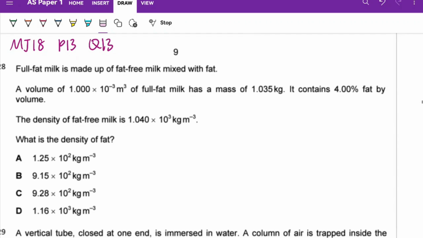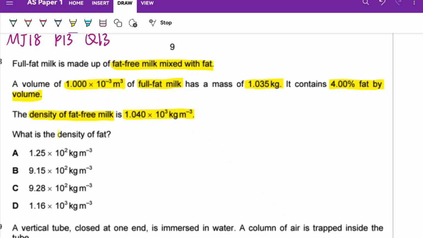Okay, let's start. Full fat milk is made up of fat-free milk mixed with fat. A volume of 1 times 10 to the power of negative 3 meter cube of full fat milk has a mass of 1.035 kilograms. It contains 4% fat by volume. The density of fat-free milk is 1.040 times 10 to the power of 3. What is the density of fat?